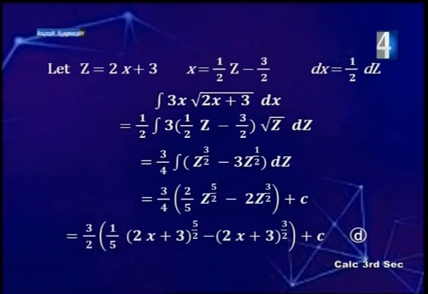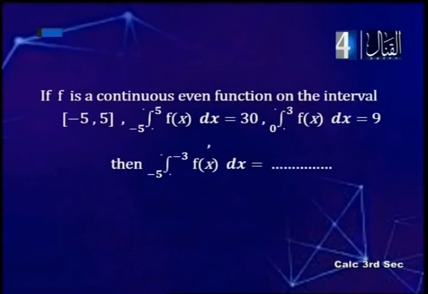Another example: if f is a continuous even function on the closed interval from -5 to 5, and the integral of f of x dx from -5 to 5 equals 30, and the integral of f of x dx from 0 to 3 equals 9, then the integral of f of x dx from -5 to -3 equals what? Equals -6, equals 6, equals 21, or equals 39.